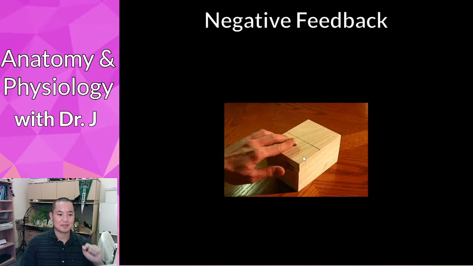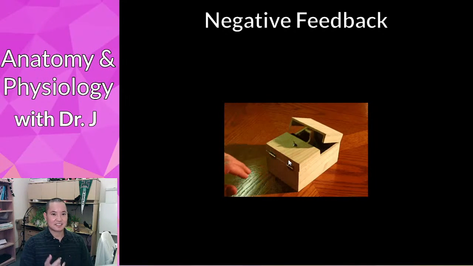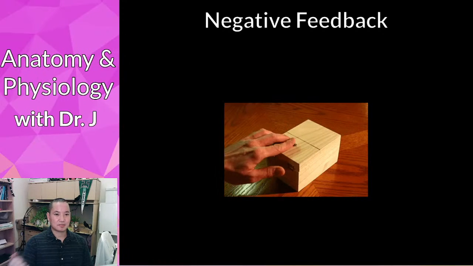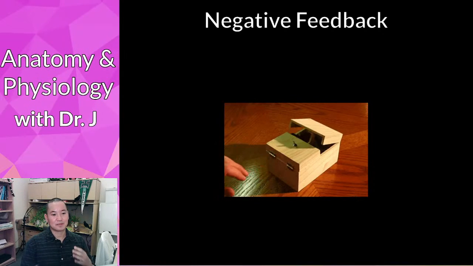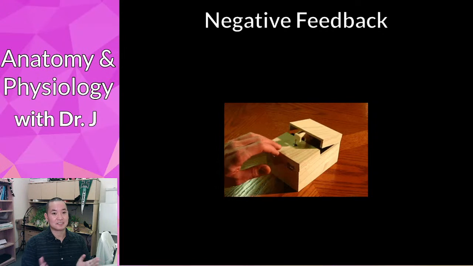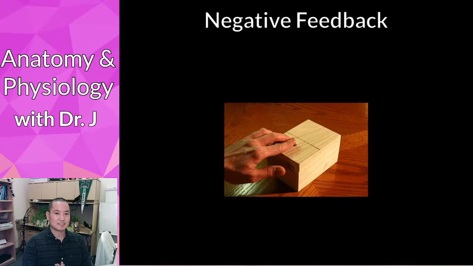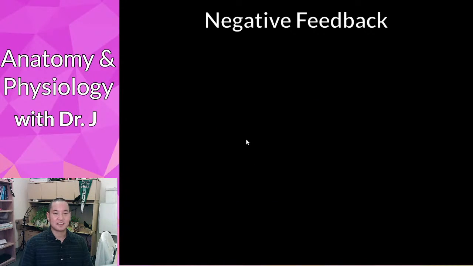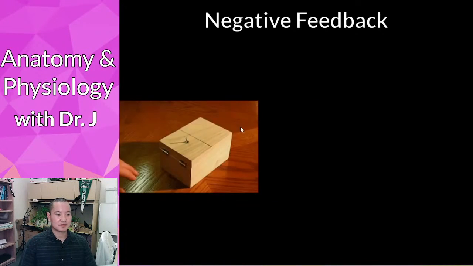You can offset it by flipping that switch. That causes things inside the box to change, and those changes end up turning the box back off. So, but we are seeing dynamism. We are seeing some changes in this box's state. So that's the cool thing about negative feedback. It's able to kind of turn itself off and restore it back to its original state.